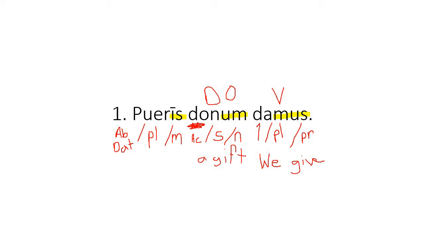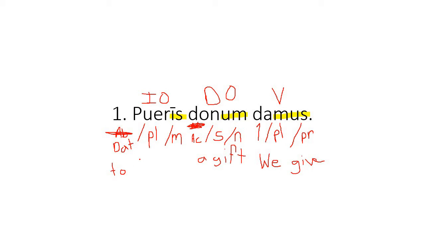Now, think about how we translate ablative and how we translate dative. If it's ablative, we translate it as by, with, from. Puer means boy, plural, so boys. So we give a gift by the boys, with the boys, from the boys. From the boys could work. Sounds a little weird though. If we go with the dative case, it's either to or for the boys. We give a gift to the boys is going to be our best answer. So that means we can cross out ablative because dative was the one that made the most sense. And if something's in the dative case, that means it is our indirect object.